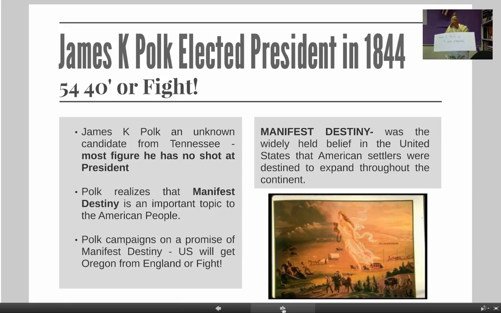So James K. Polk in 1844 uses this slogan, "54-40 or Fight." It refers to a line of longitude and latitude on the map, meaning that we would get the Oregon country up to the 54-40 parallel, or we would fight England for this territory. People rallied behind Polk and his message. They loved the fact that he was willing to fight for manifest destiny, and he was elected president in 1844.